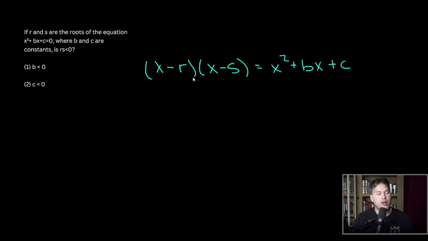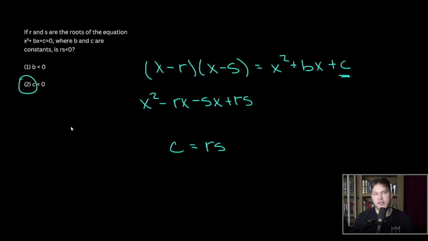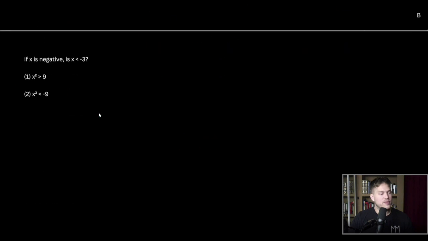And if we FOIL out our left-hand side, we're left with x squared minus rx minus sx plus r times s. This implies that our c value is equal to r times s. So the only way r times s would be less than 0 is if our c value is less than 0. It has no bearing on our b value. So our answer for this question is going to be B. Statement 2 alone is sufficient to answer this question.